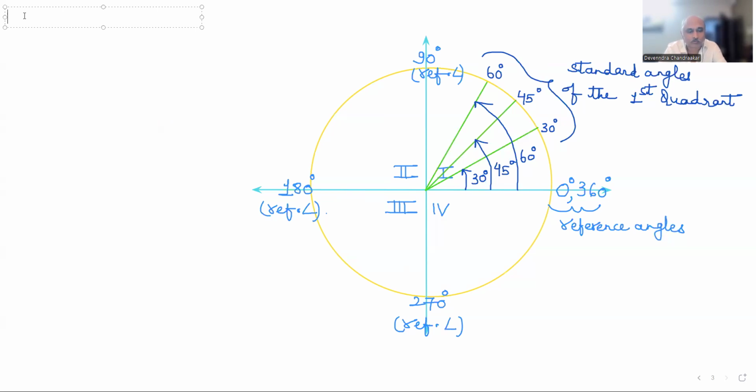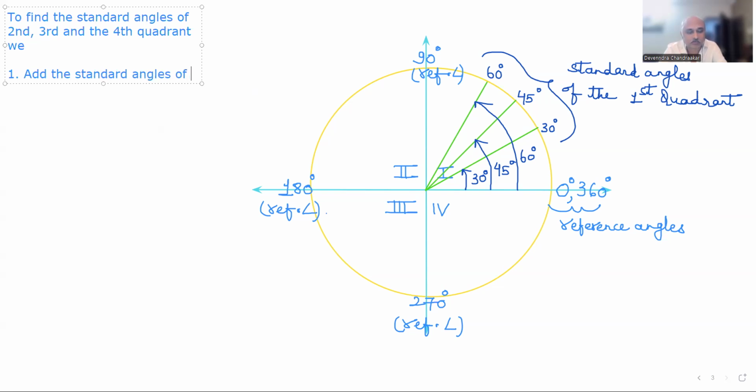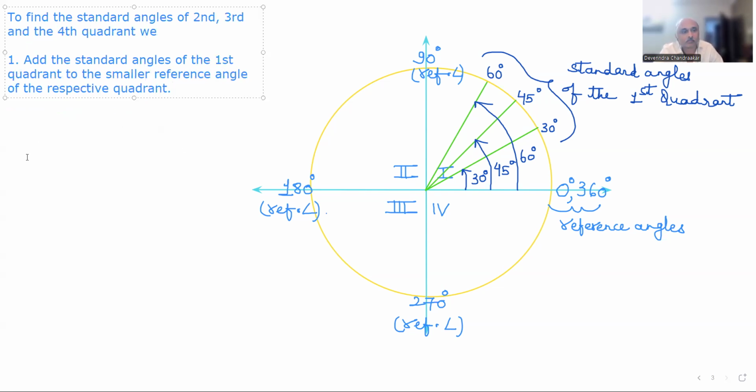So now, to find the standard angles of the second, third, and fourth quadrant, we first add the standard angles of the first quadrant to the smaller reference angle of the respective quadrant. Okay. So let's try to apply this rule.